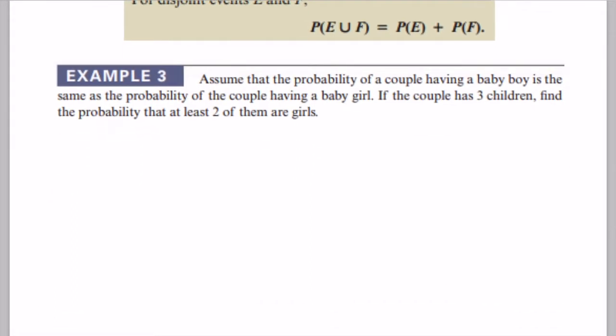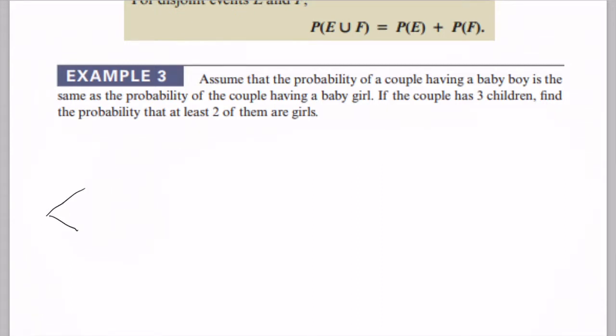So assume that the probability of a couple having a baby boy is the same as the probability of the couple having a baby girl. If the couple has 3 children, find the probability that at least 2 of them are girls. So we're going to do our sample space again. So that's a boy, that's a girl, and we're going to do this 3 times. We're going to do it a little bit smaller because I'm running out of space.